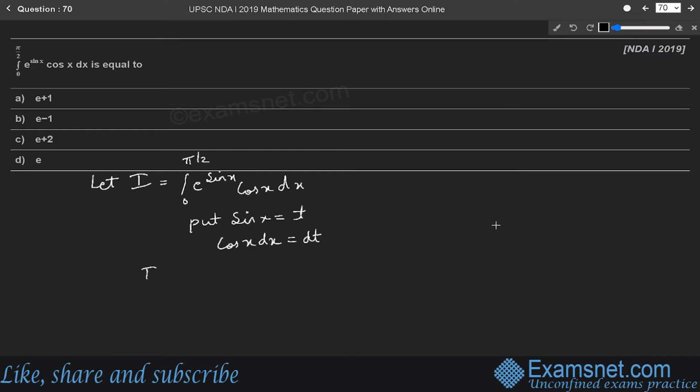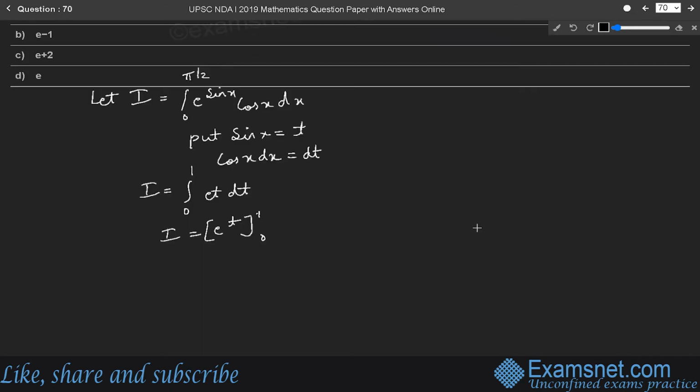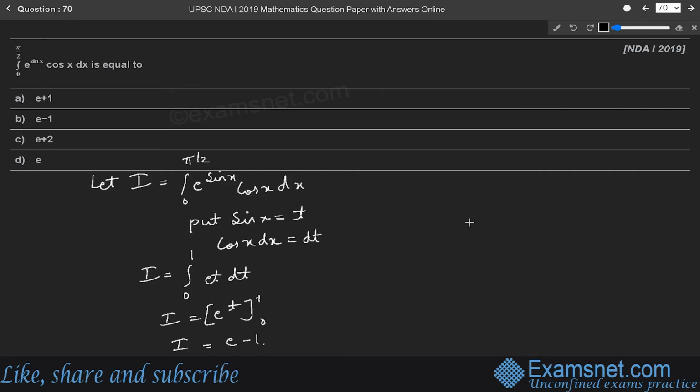So on putting the values, I will be equals to integration of 0 to 1 e^t dt. On further solving, it will be I is equals to e to the power t, and the limits are 0 to 1. So on putting the limits, the value of I will be equals to e minus 1. So the correct option for this question is option number B, which is e minus 1. You can see all the questions are extremely simple.